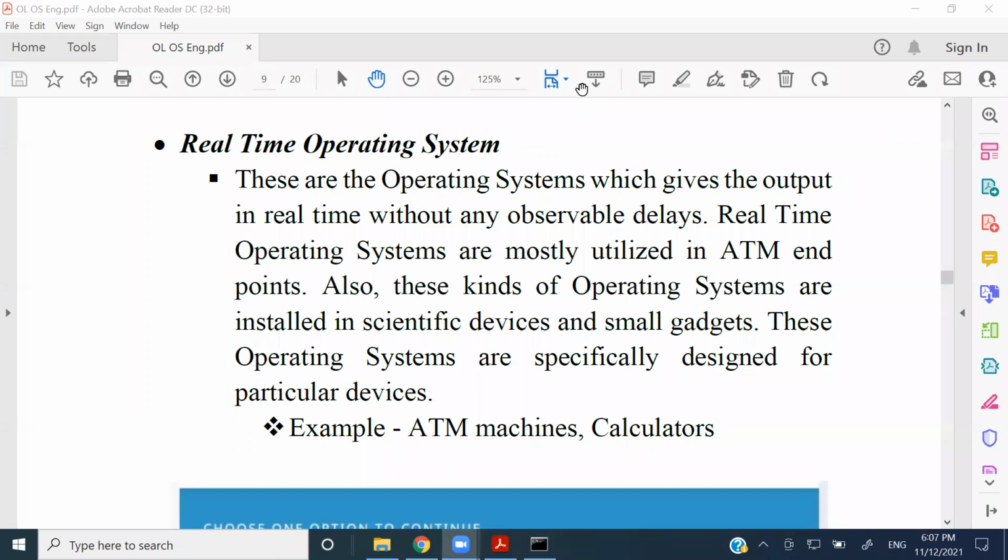We won't be able to see these things in our day-to-day life, right? But if you go to an ATM machine, it contains a real-time operating system. If you use a calculator, it contains a real-time operating system. If you think about a GPS operating system, it is an instant or real-time operating system. All of these operating systems are providing us the output or doing the execution instantly.